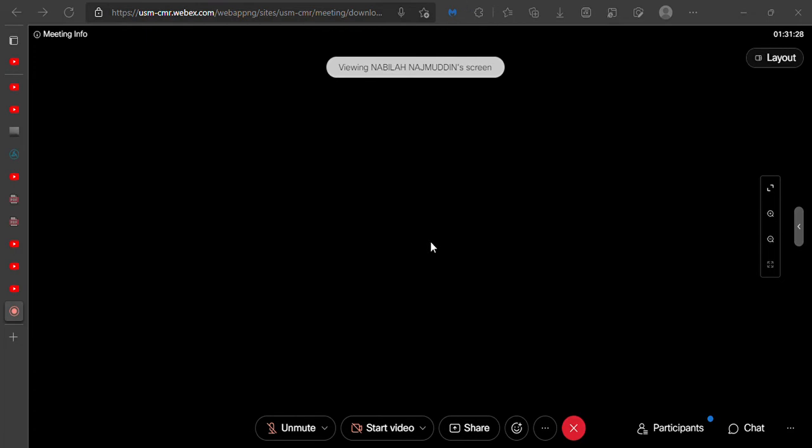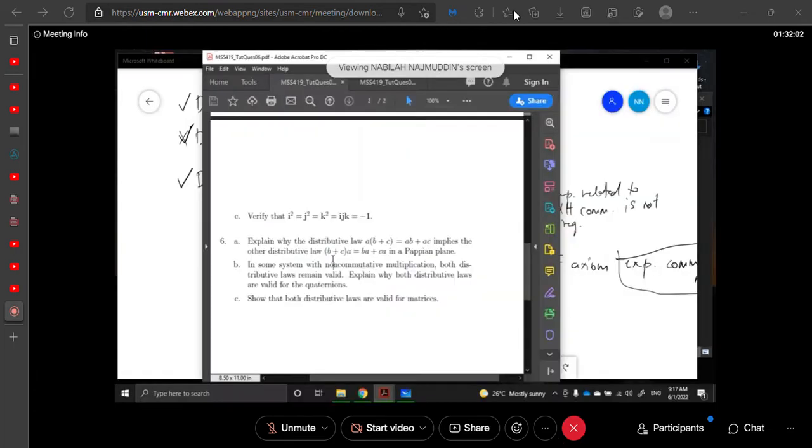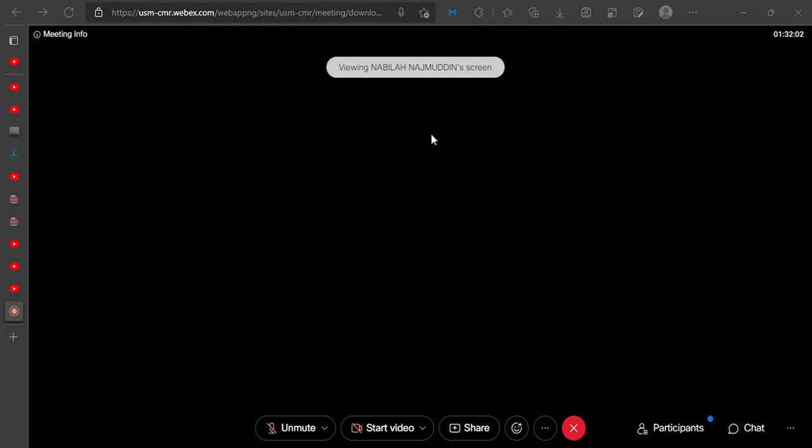It is actually A times (B plus C). This is commutativity. And then we know that this equals AB plus AC. And then because of the commutative law again, AB equals BA, and AC equals CA. So we obtain that the left hand side of the distributive law equals the right hand side of the distributive law. That is why.